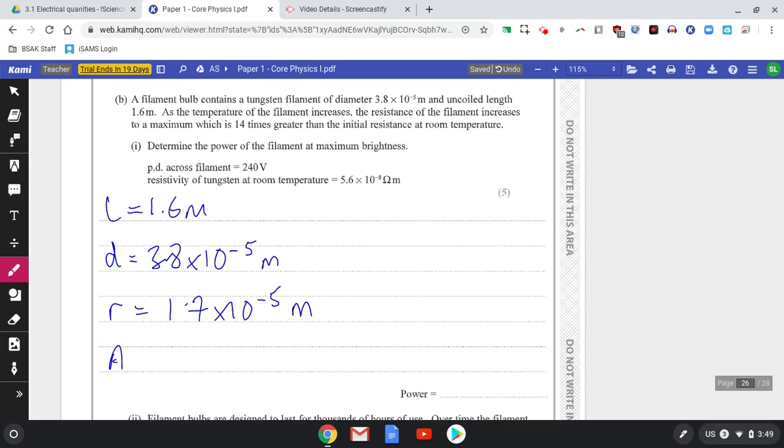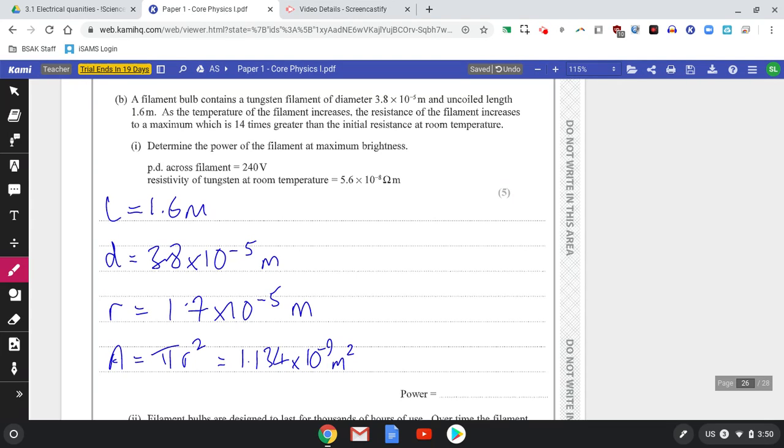And cross-sectional area is pi r squared, which comes out as 1.134 times 10 to the minus 9 meters squared. Okay, what's next?